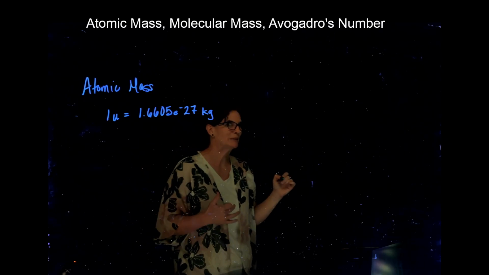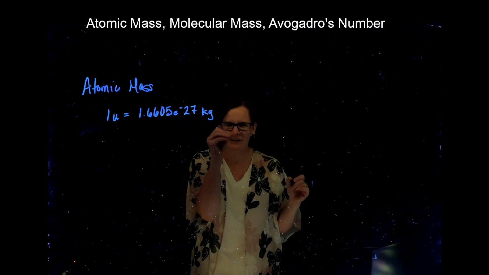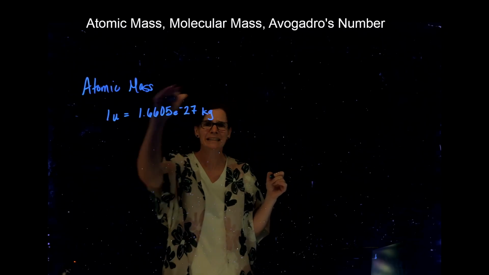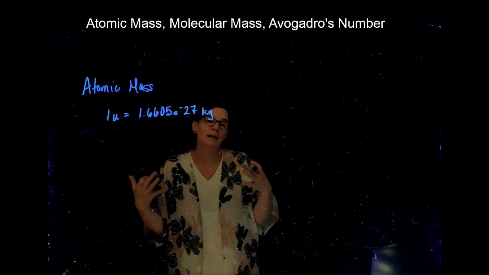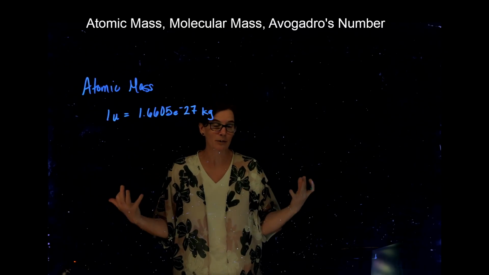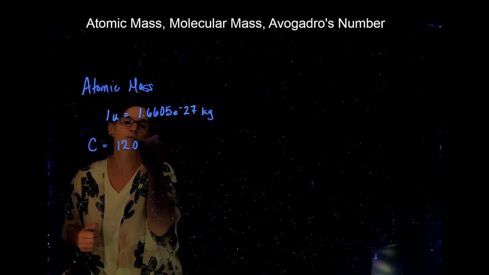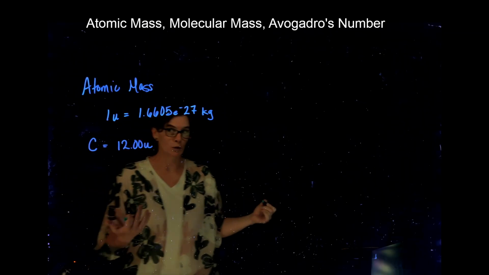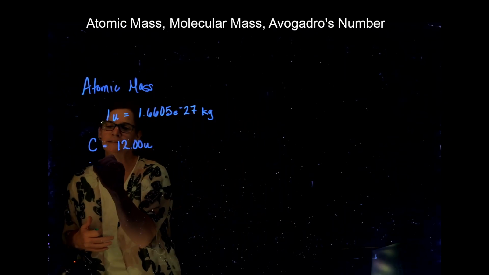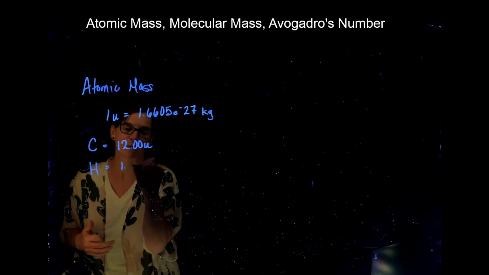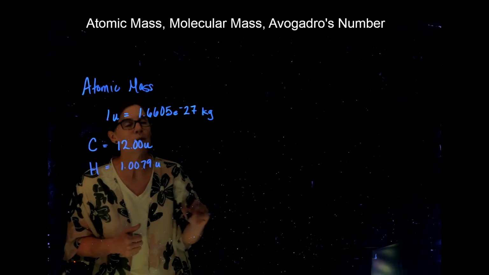So atoms are really, really, really small. They have very, very, very little mass, and this is a really tiny number to deal with. So we're just going to normalize it. And the atomic masses on our periodic table, for example, carbon has the atomic mass of 12.00 U, so that's our base unit. Hydrogen has the atomic mass of 1.0079 U. So what does that mean?